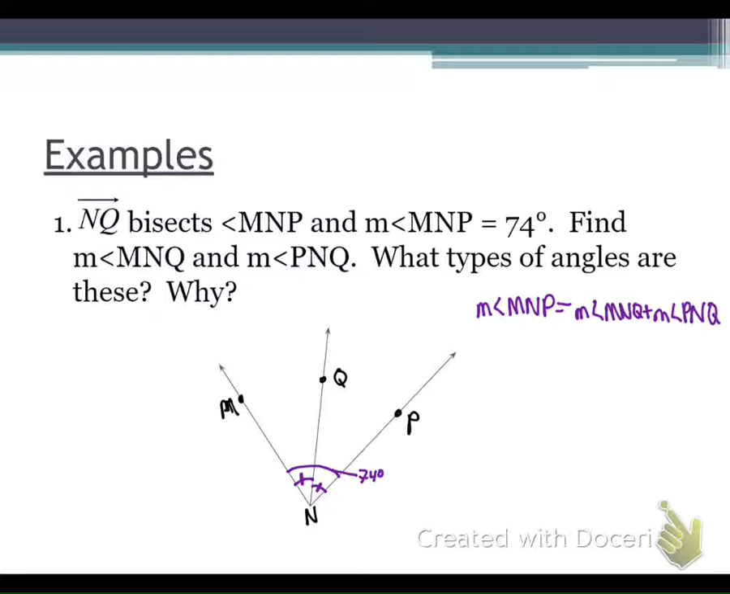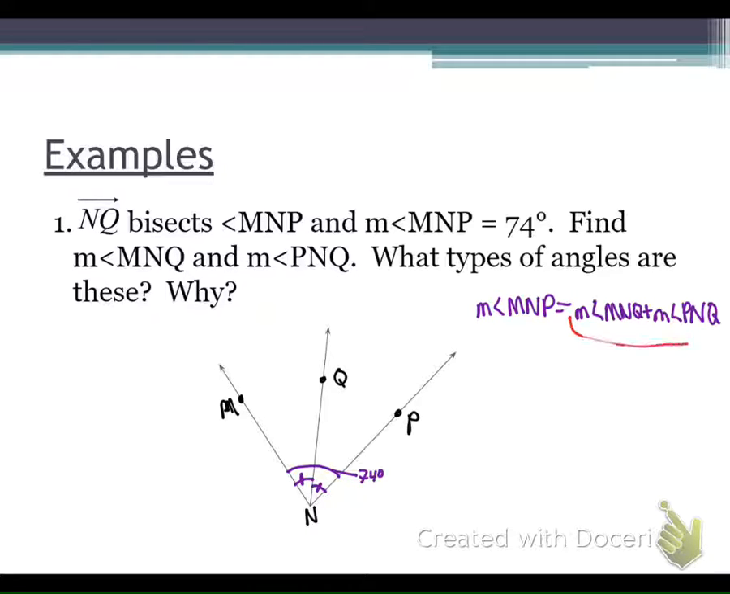That's always your first step. Your second step is to state what you know. So when we talk about it being bisected, which angles are congruent? The 2 smaller ones, yep. So that's this second part here.